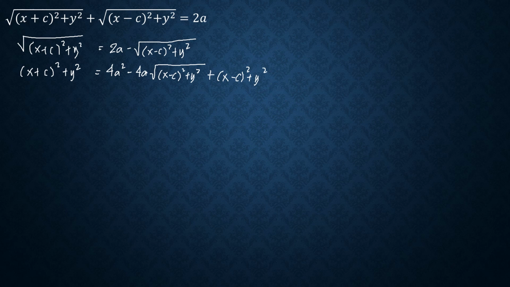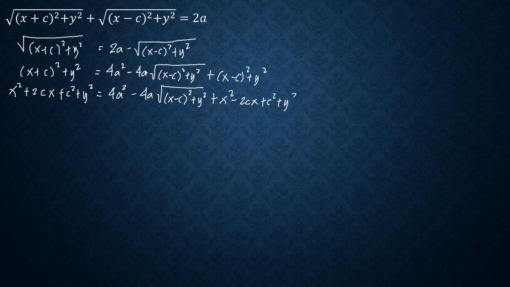Now, if we square the binomials (x plus c) squared and (x minus c) squared, we will have x squared plus 2cx plus c squared plus y squared equals 4a squared minus 4a times the square root of (x minus c) squared plus y squared. Then for (x minus c) squared, we have x squared minus 2cx plus c squared plus y squared.